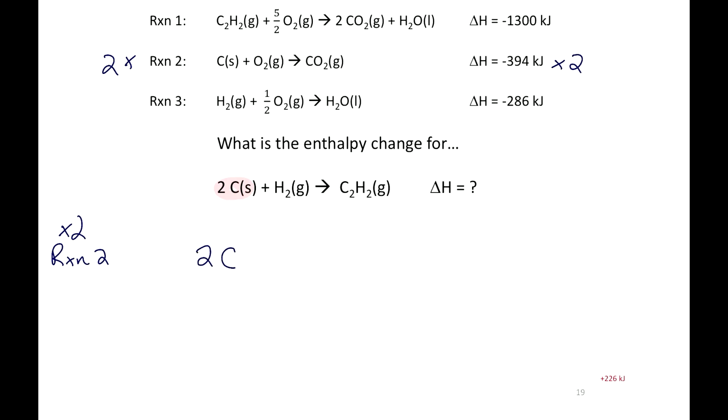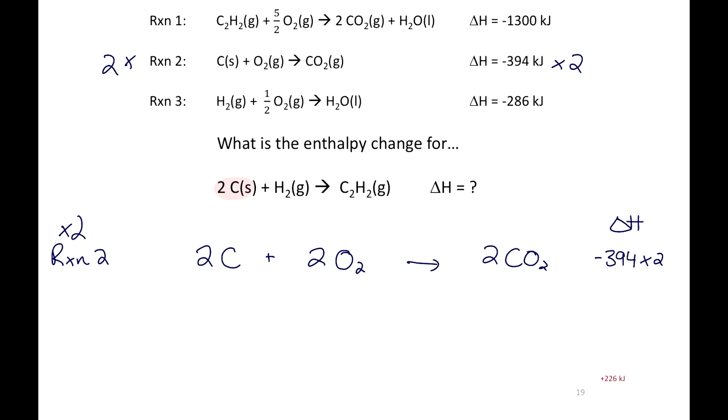So 2 carbons, and I'm just going to drop the states here. The states don't really matter unless like we had carbons of different states. So I'm just going to make it a little bit prettier here. So 2 carbons plus 2 oxygens gives us 2 CO2s. All right, and so that delta H is going to be negative 394 times 2. All right, so that's the carbon.